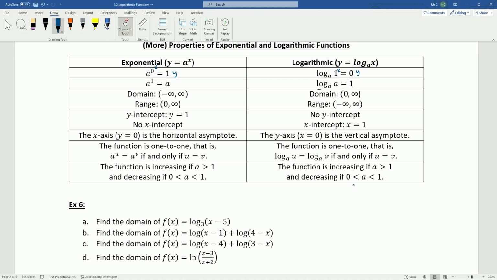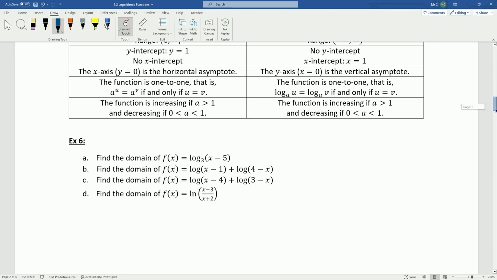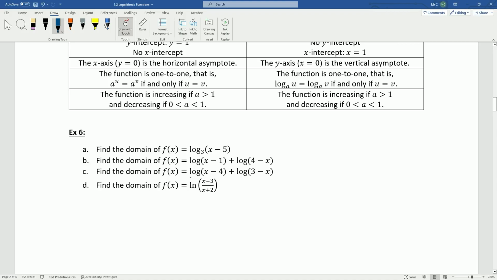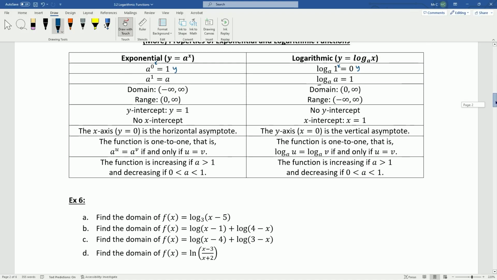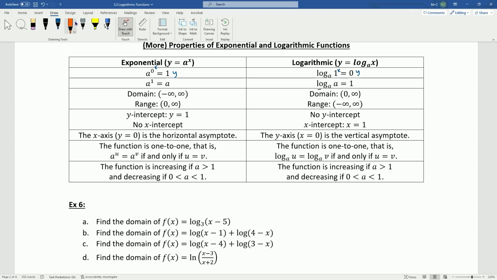Okay, so for example 6, we're going to take a look at the domain of some various logarithmic functions. The key thing to keep in mind is that typically for log base a of x, the basic parent function, the domain is 0 to infinity. So we think of that as x being strictly greater than 0.